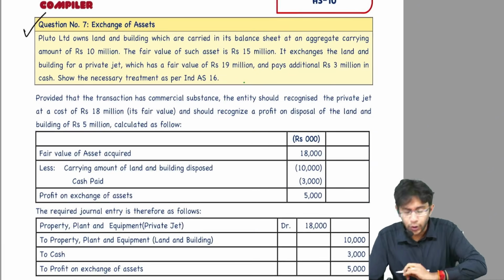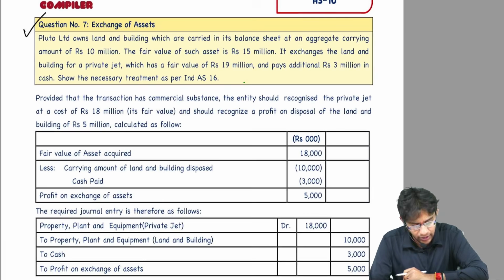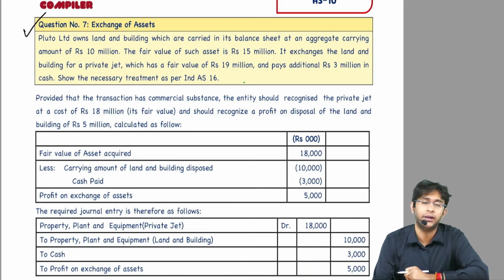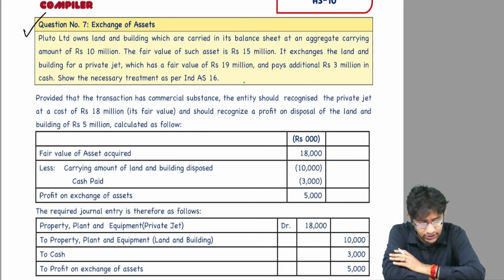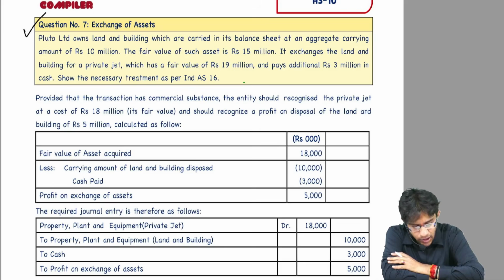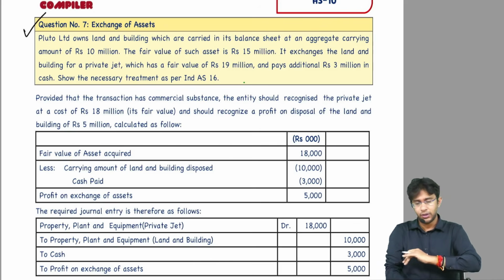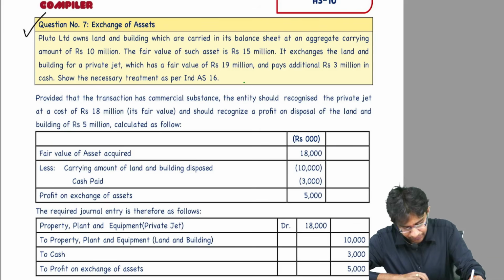Next. Pluto Limited owns land and building which is carried in its balance sheet at an aggregate carrying amount of 10 million. So land is there already. This land has a fair value of 15 million. Now this time, not only the book value of land, the fair value also is given. It exchanges the land and building for a private jet which has a fair value of 19 million and also pays an additional 3 million in cash. Oh wow. This time the exchange pattern is different, sir.